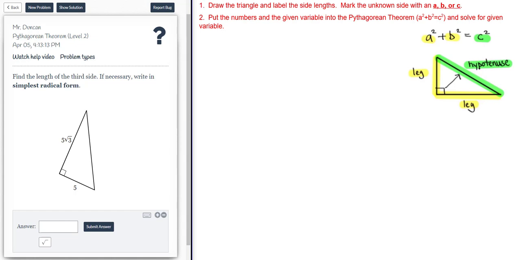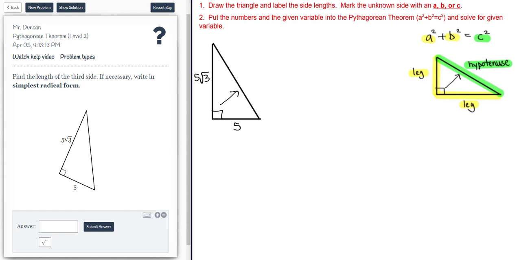So number one, we're going to draw the triangle and label the side lengths. I'm just going to draw horizontal and vertical, and that's going to represent our right angle, our legs, and then I've got what would be my hypotenuse. Okay, let's see. So this one right here is going to be 5 root 3. And this one down here is going to be 5. There's my right angle. And then this side across from the right angle, that's our hypotenuse.